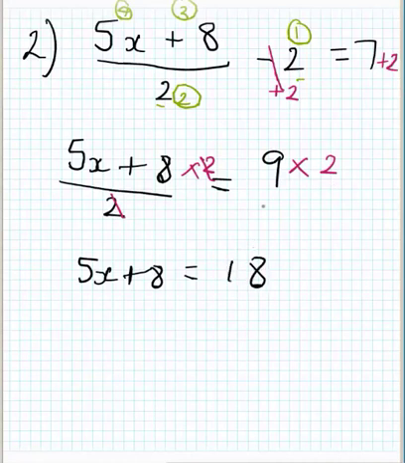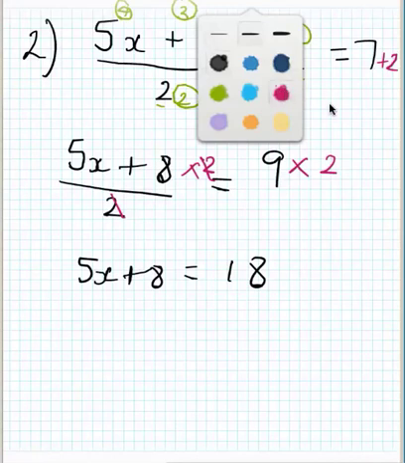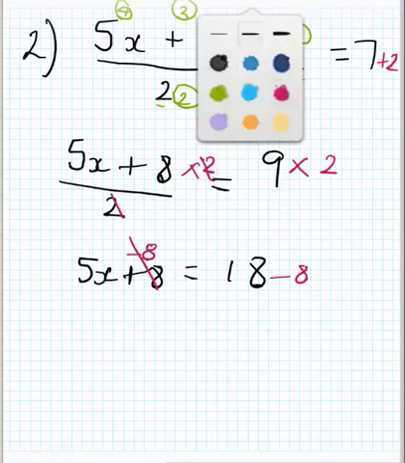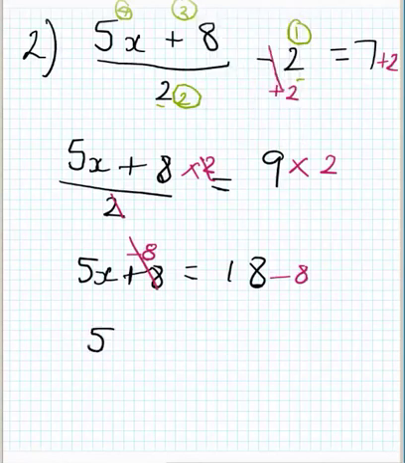And now next to go will be that plus 8. The opposite of plus 8, that's how it's joined to the x, just by saying plus 8, is to minus 8. Okay, and minus 8 on this side here. So that cancels out, and 18 minus 8 is simply 10. So we have 5x equals 18 minus 8 is 10.